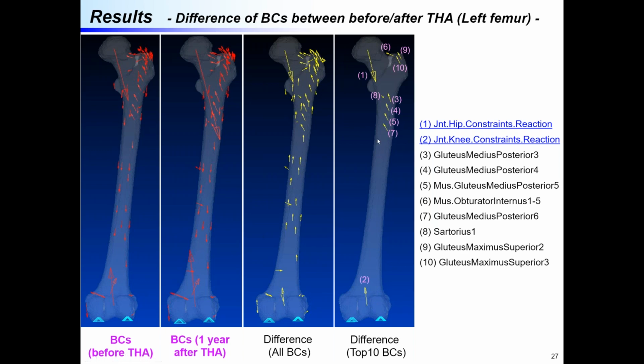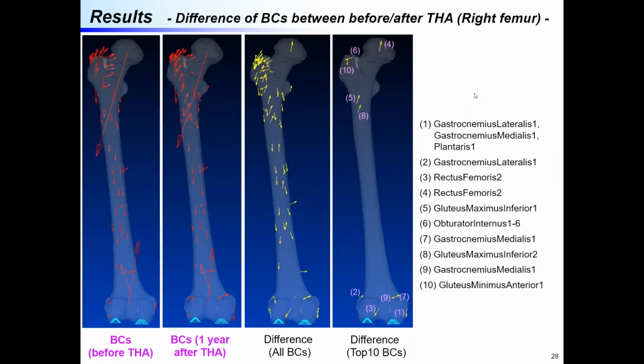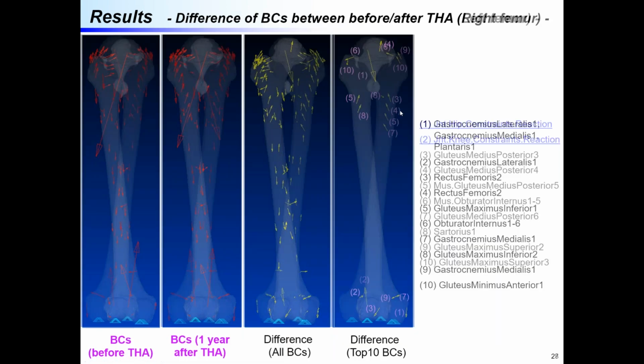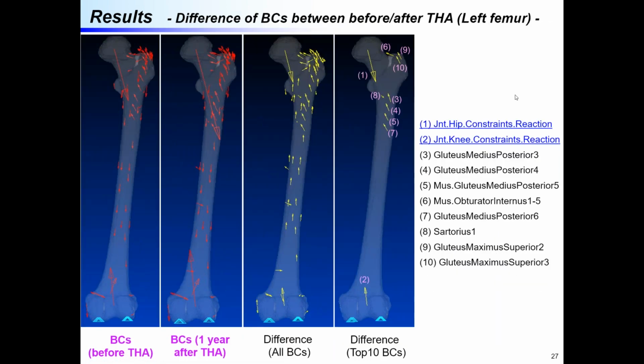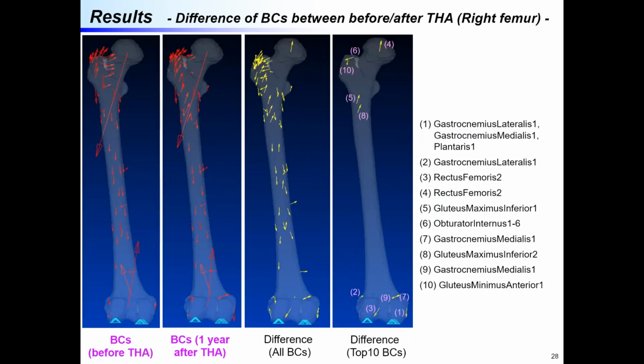And here's a list of the top 10 boundary conditions. Number 1 and 2 are joint reaction forces, and other boundary conditions are all muscle forces. And these for the right femur. The top 10 boundary conditions are all muscle forces, not including joint reaction forces.